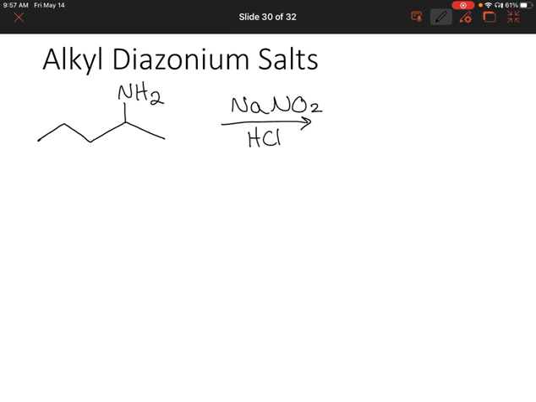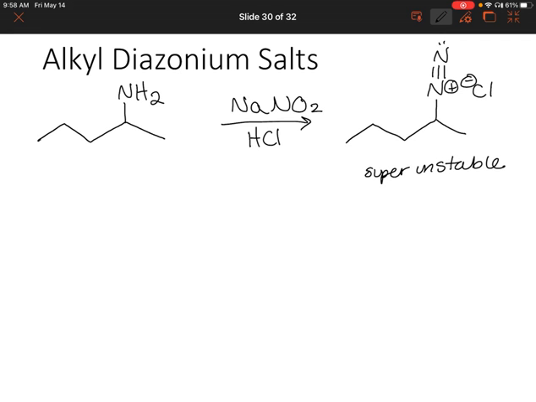Okay, so what we should end up with is our diazonium salt. So that N2 group is going to replace our amine, or take the place of the amine, or however you want to say that. And then a chloride ion will be hanging around to balance the charge. Now, this is super unstable.